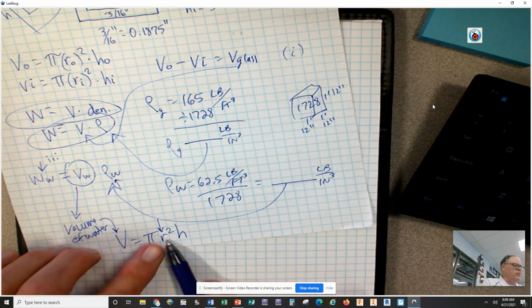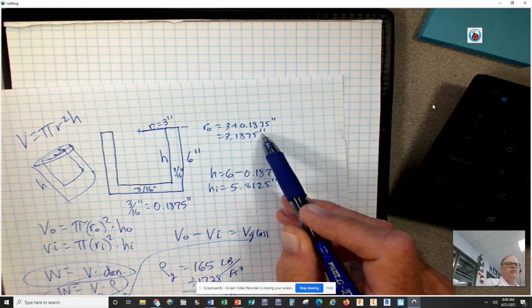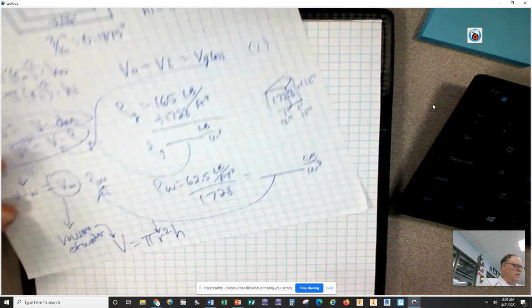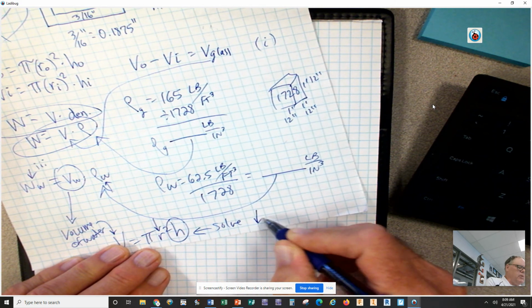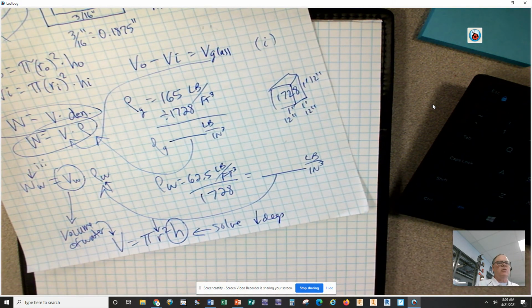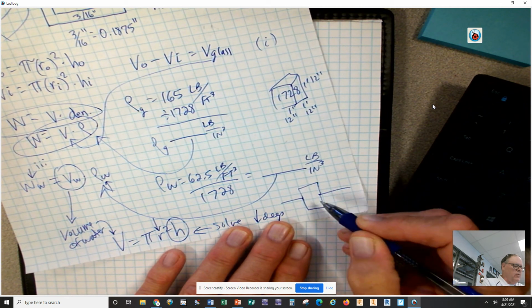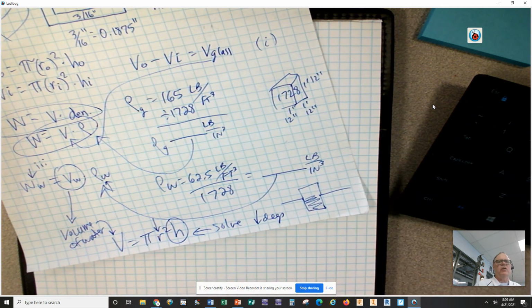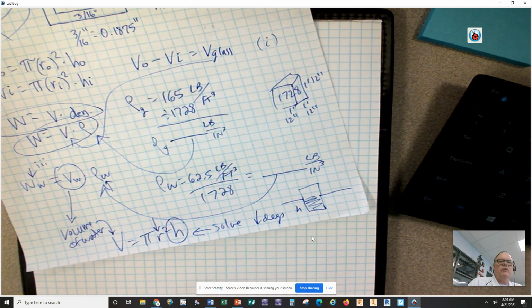You're going to know the outside radius, which you calculated earlier is 3.1875, because that's how much water is being removed. And from that, you're going to solve for H, and that will be how deep the jar is floating in the water. So you end up with something like this, where the jar is actually floating partway in the water, and this little H here will give you that. So if you have any more trouble with this, be sure to ask me.